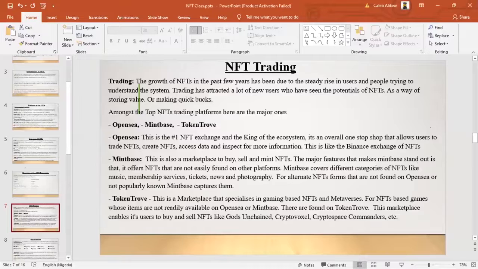The growth of NFTs in the past few years has been due to the steady rise in users and people trying to understand the system. Trading has attracted a lot of new users who have seen the potentials of NFTs as a way of storing value or making quick bucks. Among the top NFT trading platforms, here are the major ones: OpenSea, Mintbase, and Token Trove. So OpenSea is like the Binance exchange of NFTs. Let me show you OpenSea.